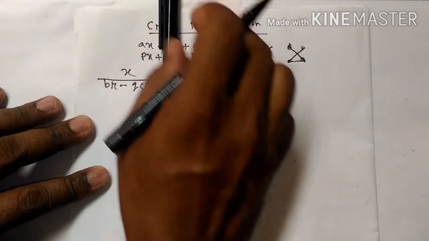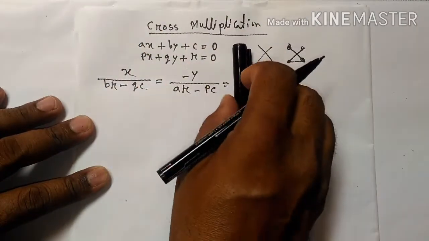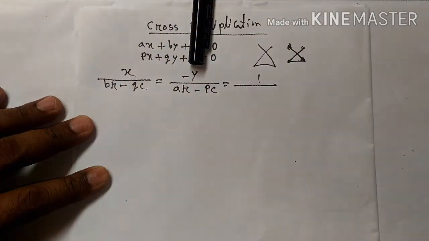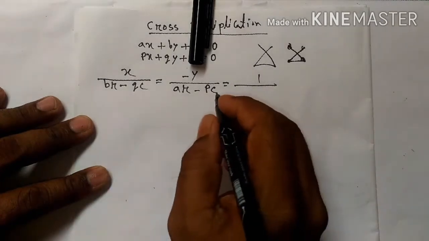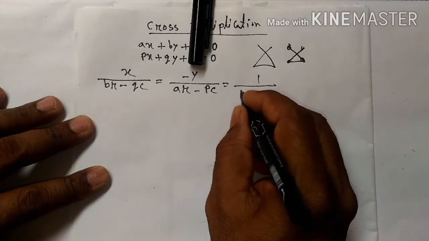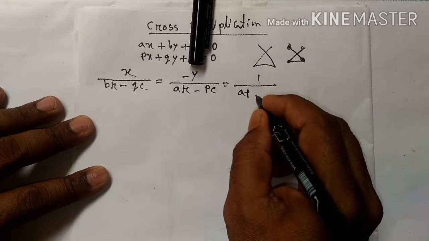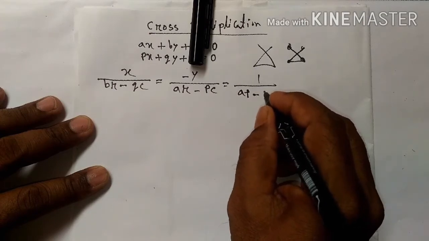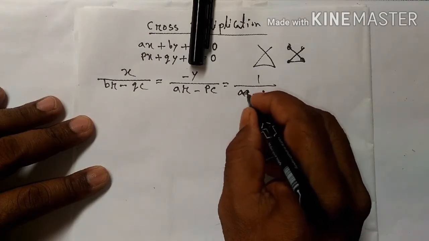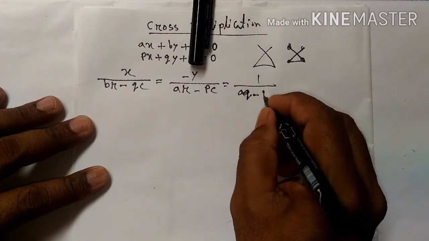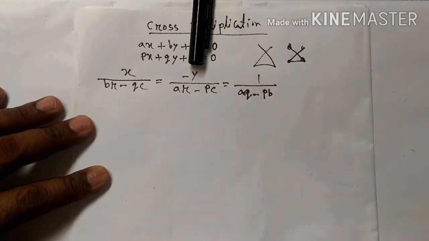And after that, in case of the 1, you have to remove c. Suppose we remove c, so it is a q minus p b.